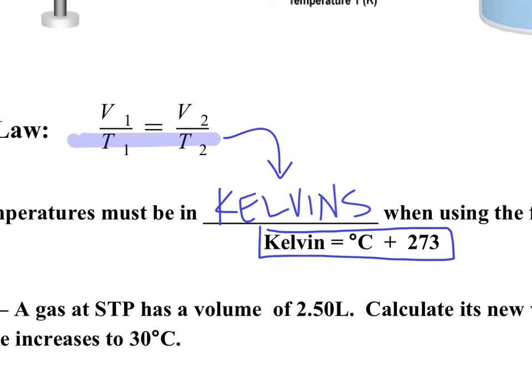So let's say my temperature in degrees Celsius is 20 degrees, and you need to convert it to kelvins. All you have to do, based off of this equation, is add 273 to it. So 20 degrees plus 273 gives you 293 Kelvin. That temperature that was once in degrees Celsius is now in Kelvin.